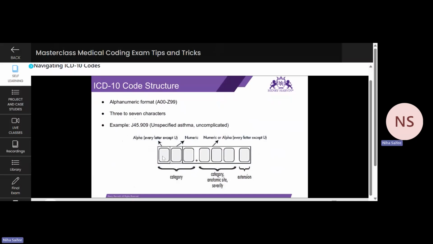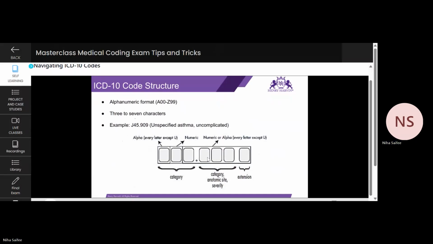So first is your letter. Okay, that is A, B, C, D, E, whatever letter. The second 2 are your numbers. So the first 3 characters comprise your category. Okay. Now we put a point. Okay, and then we have the remaining characters explaining why we are putting that number.